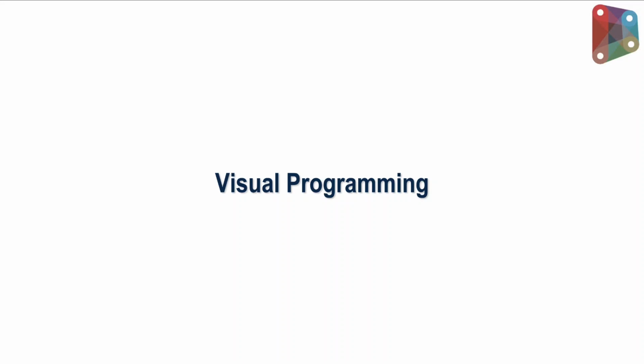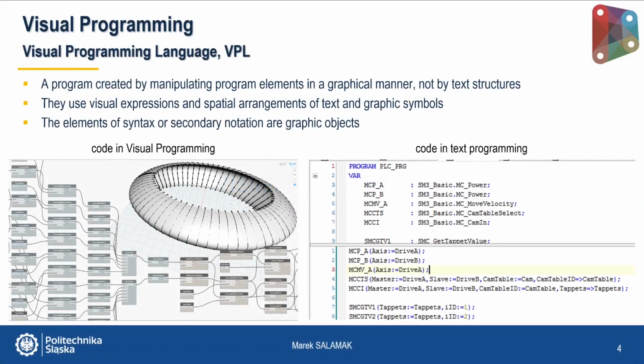We start today with visual programming, which is very useful in BIM modeling. Visual programming languages are programming languages that allow users to create programs by manipulating program elements graphically rather than building text structures. They enable programming to use certain visual expressions and spatial arrangements of text and graphic symbols that are used as elements of syntax and secondary notation.